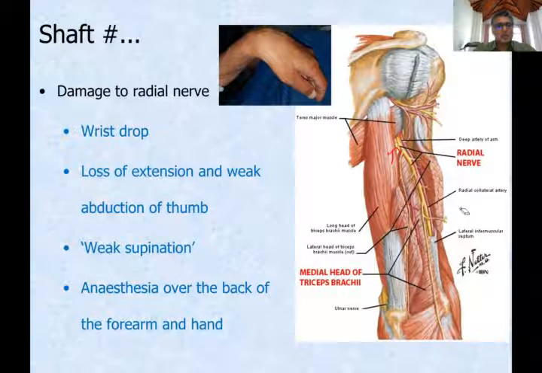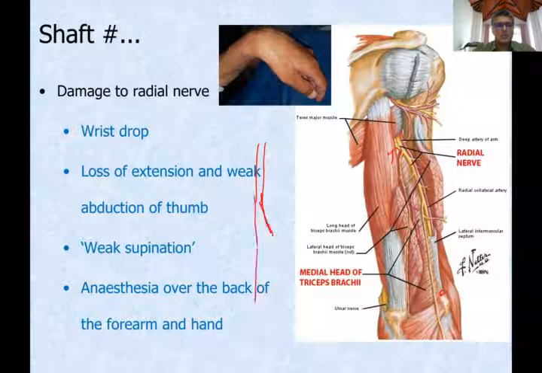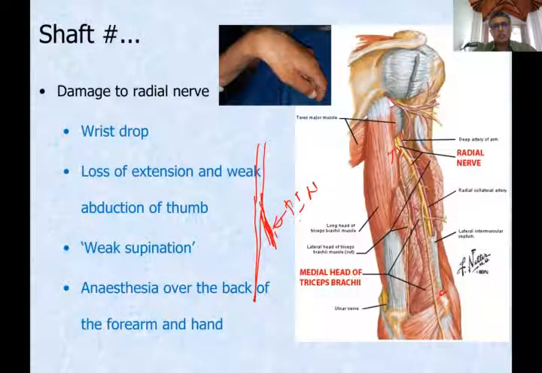Remember this point. Then the other point is that the radial nerve, after passing through the radial groove, at the elbow joint divides into two branches, a deep branch and a superficial branch. The deep branch of the radial nerve is called the posterior interosseous nerve, which is the nerve of the muscles of the posterior or extensor compartment of the forearm.